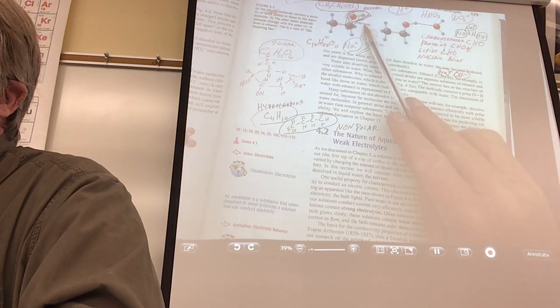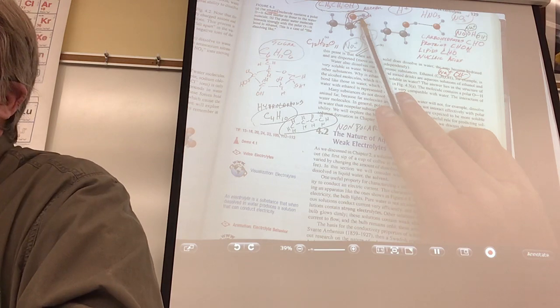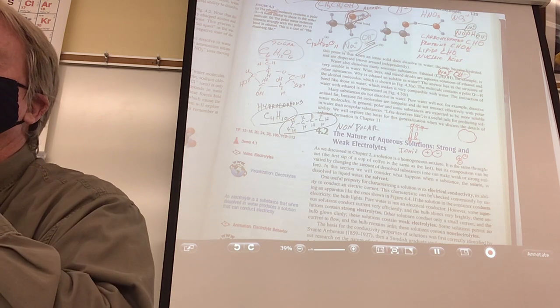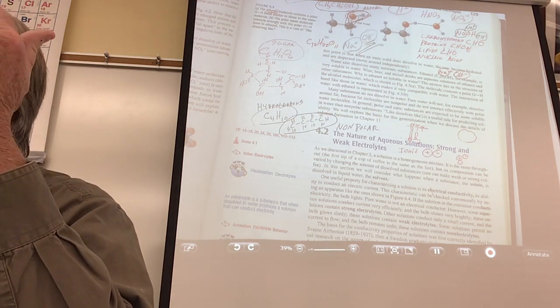But what I want to show you is this OH group is not an ion to begin with. So when I put it in water, it's not coming off. Alcohol is not ionic, my fault. It's not ionic, but it is polar, isn't it?